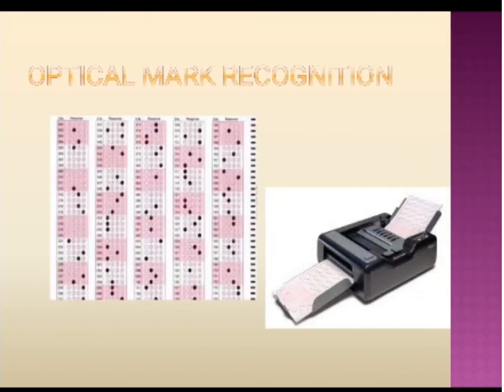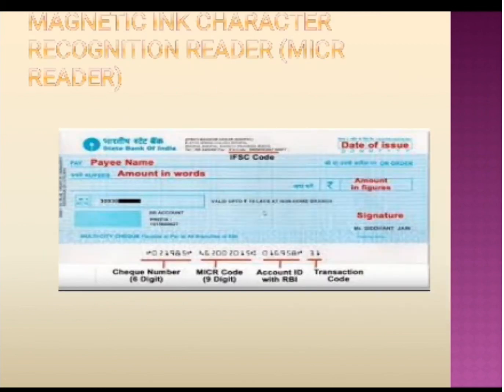Then we have your OMR or optical mark recognition scanner. The scanner is able to detect a marked area by shining a beam of light onto the document because it is more reflective than an unmarked surface. And at last we have your MICR reader, magnetic ink character recognition reader. It is also an input device used to read and identify magnetized characters printed on a document such as a check.